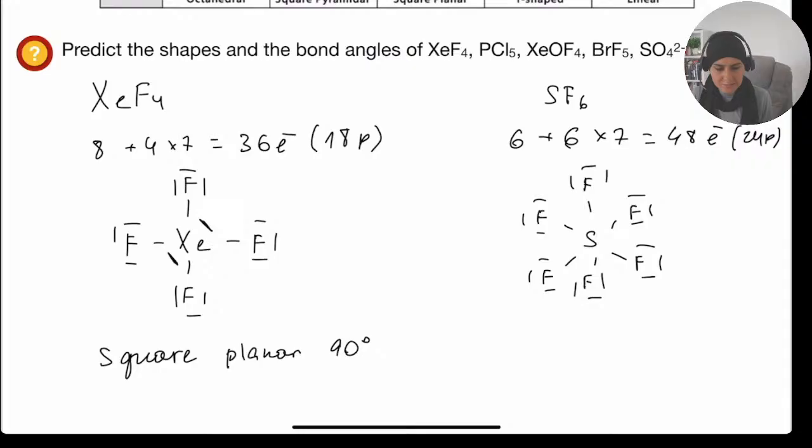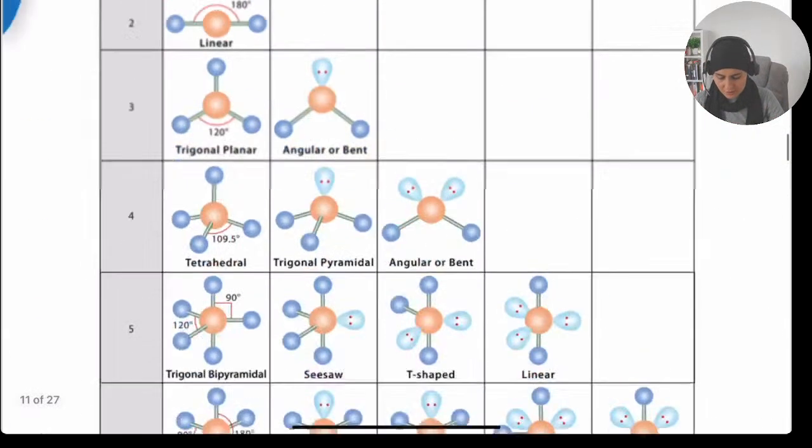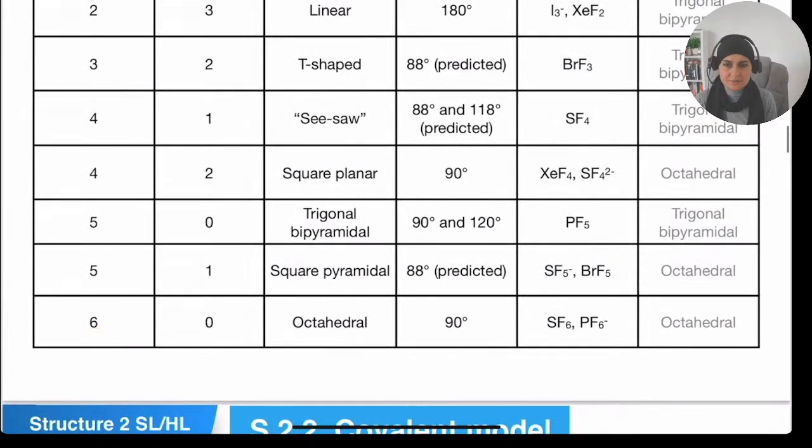Then I count how many pairs out of 24 I have used up: 1, 2, 3 times 6, plus 1, 2, 3, 4, 5, 6. I have used up 24 out of 24, which means sulfur has no lone pairs, and it's more than an octet already. It has an expanded octet, so we don't do anything in terms of double bonds. Then I go to the table: 6 atoms bonded to the central atom, 0 lone pairs is octahedral shape.